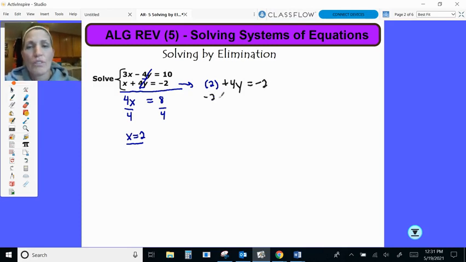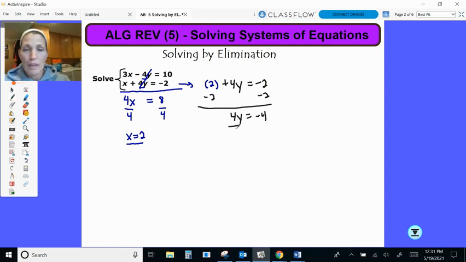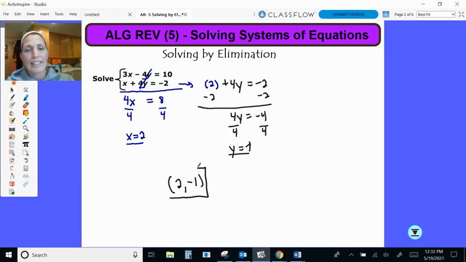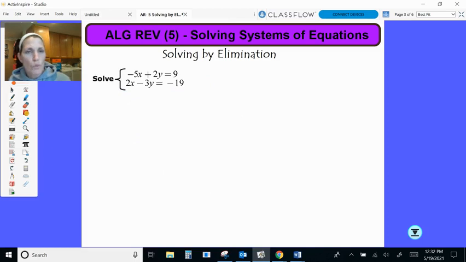So if I subtract 2, I end up with 4y equals -4. And then we'll just divide by 4. And that will give me y equals -1. And so my solution, remember, is always a coordinate, is 2, -1. And that's my solution to my system. So if I plug that coordinate into either one of these equations, it will make them both true, not just one. Okay? Let's take a look at one more.